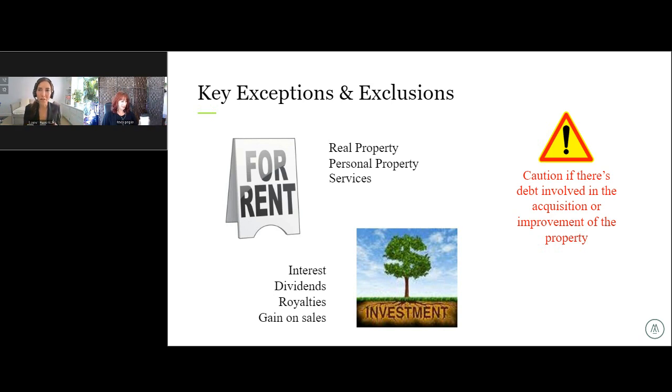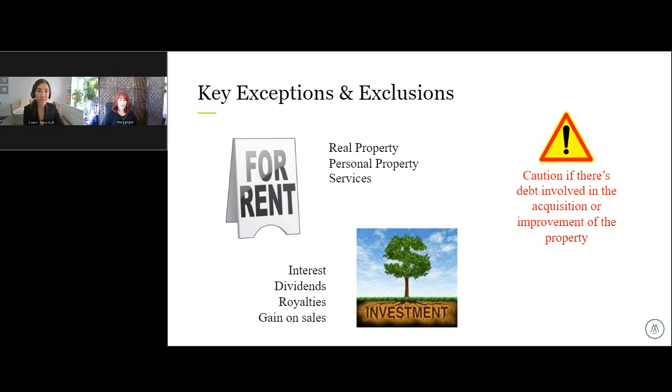We've lumped together real property rentals and interest, dividends, royalties, gains on sales on this particular slide, because these are key exceptions and exclusions. They're still considered active trades or business, but they're not considered unrelated business income because of that a little bit more passive nature, right? They're specifically excluded from taxable income for the most part. Now you'll see that yellow caution sign, and we'll get to that in a second.